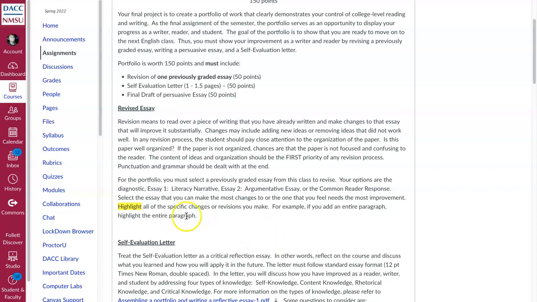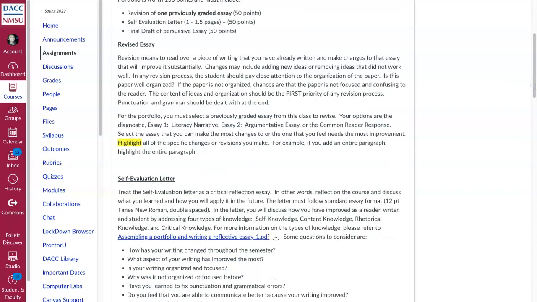So you want to make sure that you highlight them. That way I can go ahead and compare the essay you previously submitted with the revised one. And again, with revision, it's always best to go back and read, think about what you've learned, and look at it from a different perspective. Look at it as a reader, right? As a reader, what would you change?